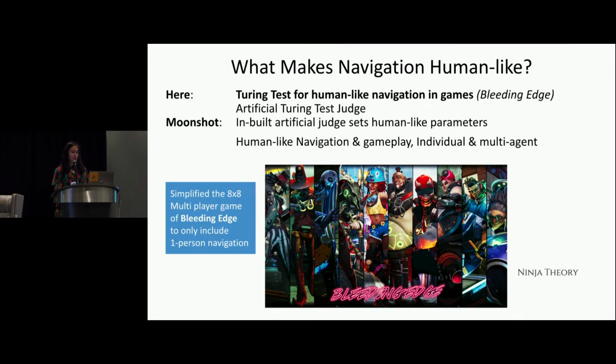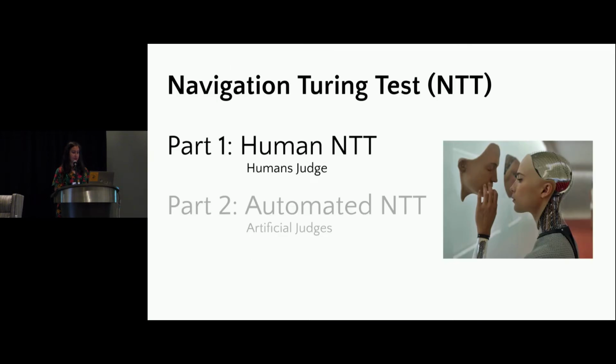We chose Bleeding Edge, which was developed by Ninja Theory and bought by Xbox and Microsoft in 2019, because it's a very ecologically valid combat simulation game. It's 8x8, it's steampunk, and it's funny, and I'll show you a video of it later if there's time. And we simplified it into a one-person navigation in the environment of this task.